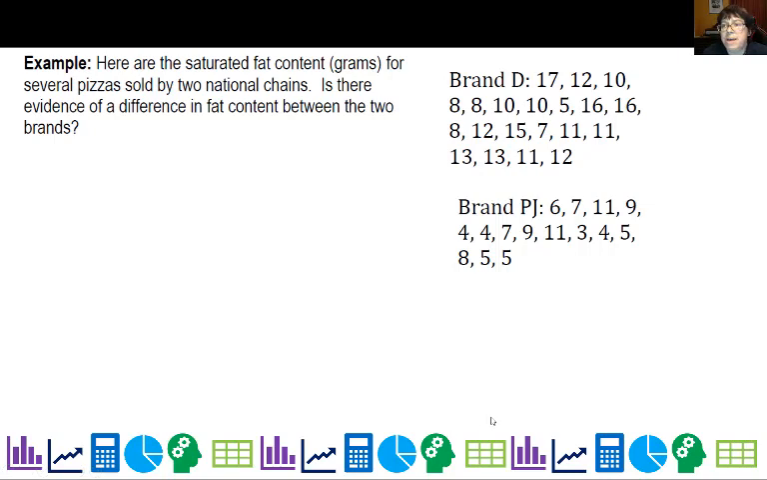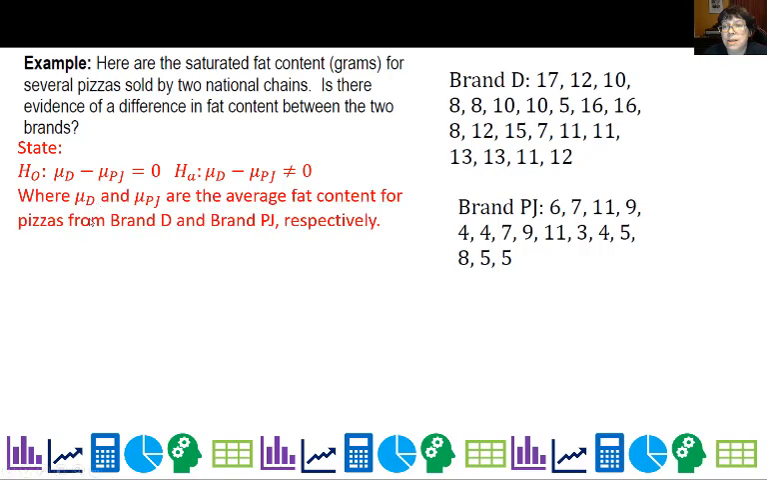Here are the saturated fat content grams for several pizzas sold by 2 national chains. Is there evidence of a difference in fat content between the 2 brands? So my state part is that the difference is 0, where that's the mean difference, and let me go ahead and put that part in, where this is the mean fat content for brand D, and this is the mean fat content for brand PJ. All right, so you can say that they're equal to 0. They don't really tell me a direction, like higher or lower, so I'm just going to say not 0 here.